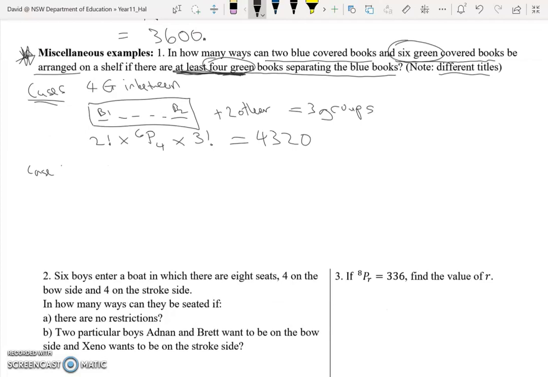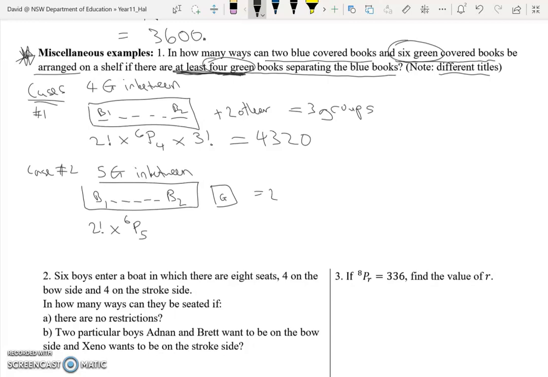Second case, I'll call it case 2: 5 green in between. So we've got the 2 particular blues, and 1, 2, 3, 4, 5 in between. Once again, 2 factorial ways of arranging the blues. There are 6 greens left, so 6 books left, and we're picking 5 spots. Then we'll have 1 other green book over here. So we've got 2 groups, so we're going to times that by 2 factorial. When I do that, I get 2,880.